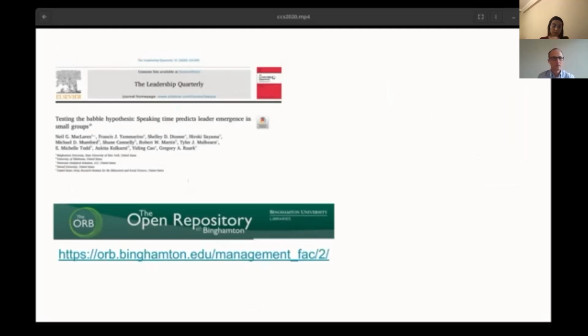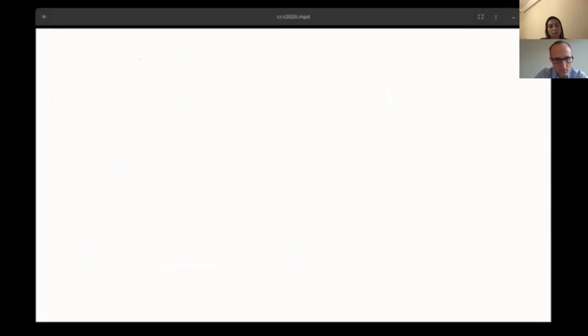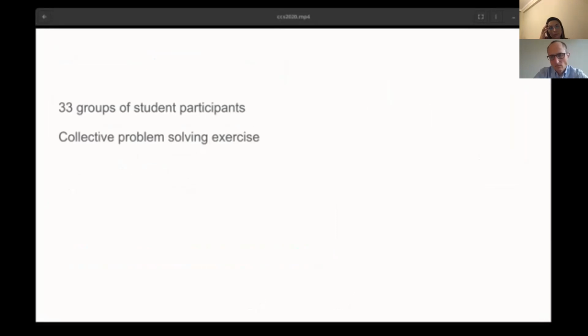A word about the data. The data is publicly available now. It's hosted by the Open Repository at Binghamton University, and it's associated with a paper that we had published earlier in the year, so that you can download this data yourself. So the data consists of 33 groups of student participants. They ranged in size from 4 to 10. And they're all trying to solve some sort of a problem, and we just videotape them doing this problem together.